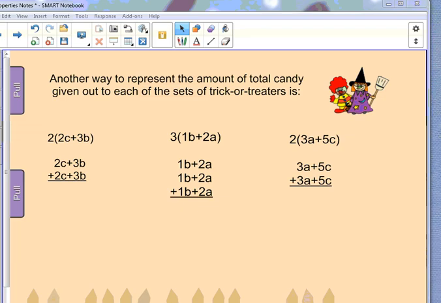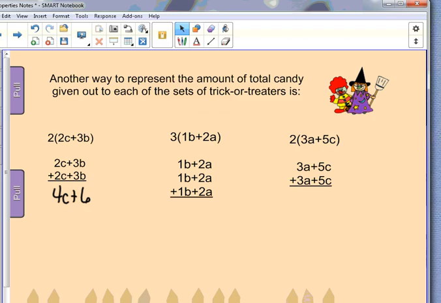Okay, so if we look at that, this is what we did. We have 2 C's plus 3 B's, which means I have 2C plus 3B plus 2C plus 3B. When I do that, how many pieces of chocolate did I give away? 4. I gave 4 chocolates away. And how many bubble gums did I give away? 6. So when I distributed 2 chocolates and 3 bubble gums to each of those 2 kids, I gave away 4 chocolates and 6 bubble gums.